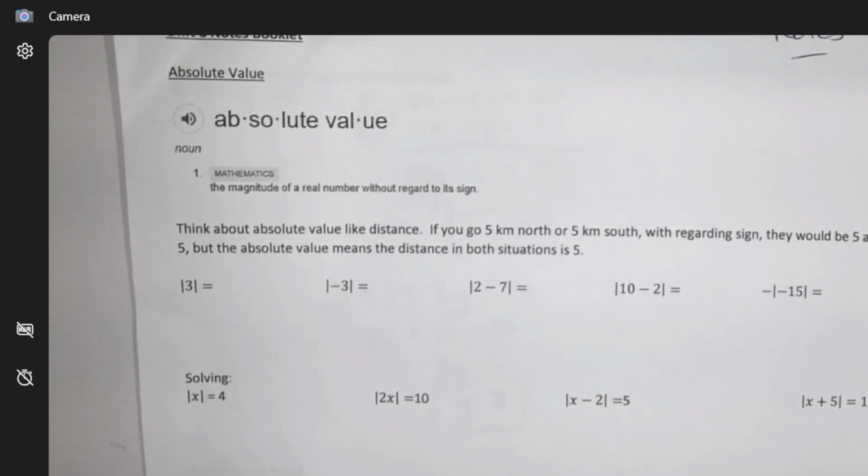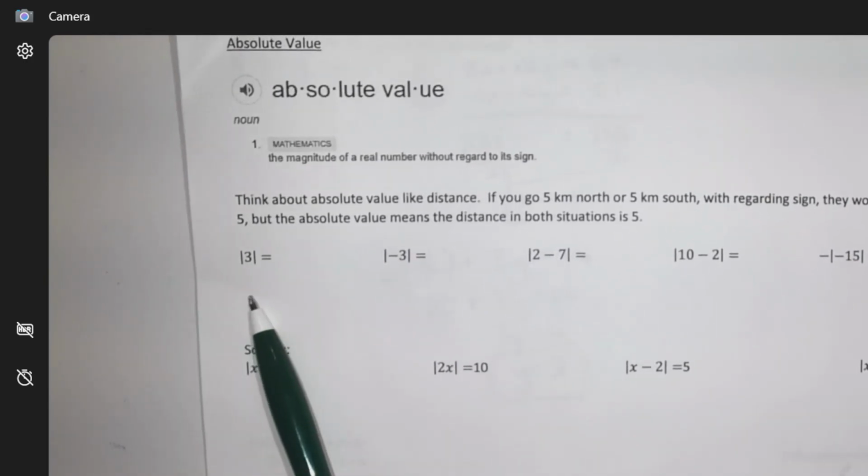But when I talk about the absolute value of it, I'm forgetting about the direction, and we're just going to talk about they both drove a distance of 5. I don't care if it's positive 5 or negative 5. I just care about the magnitude, so just the 5. Okay?